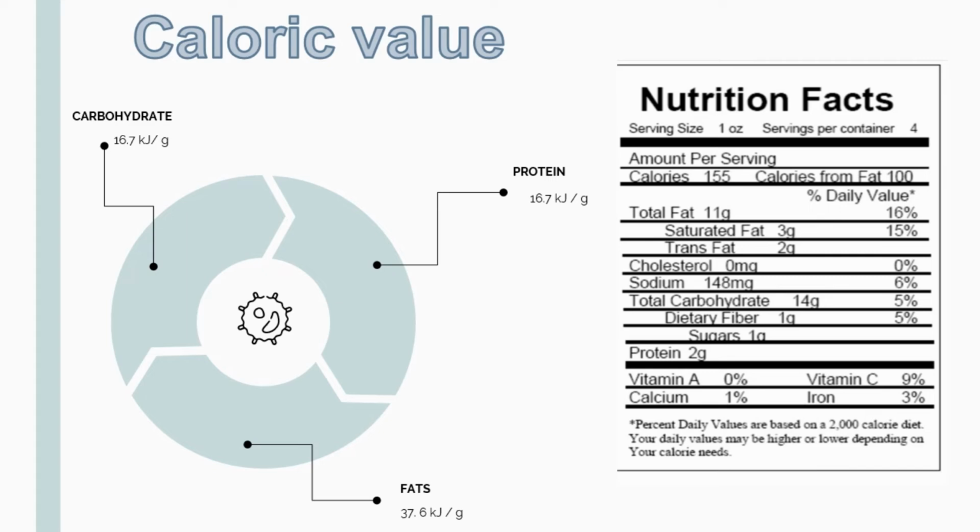Okay, so for example, the slide below shows a nutrition facts label. It states that the amount of calories per serving of the product is 155 kJ per gram, which is the combination of the protein, fiber, fat, and carbohydrate contained in the food. Okay?